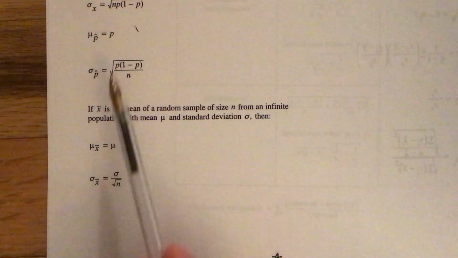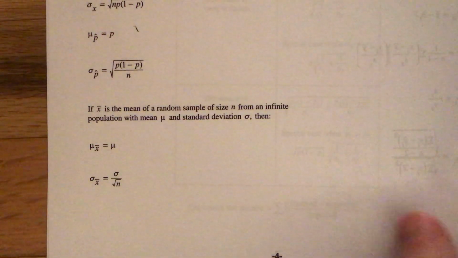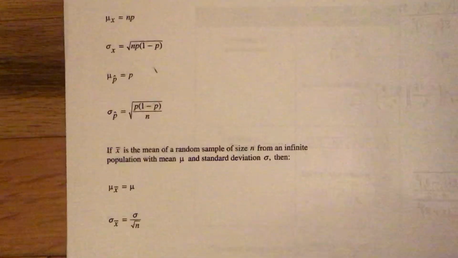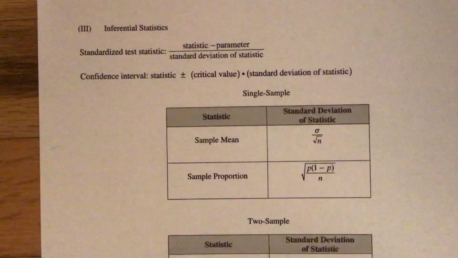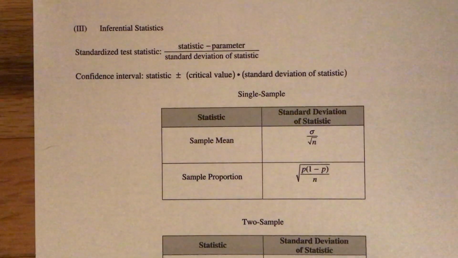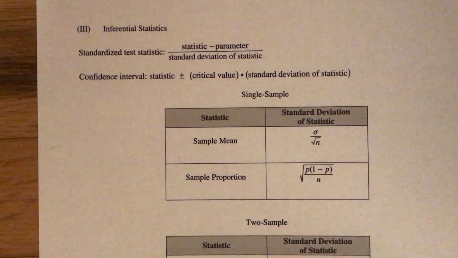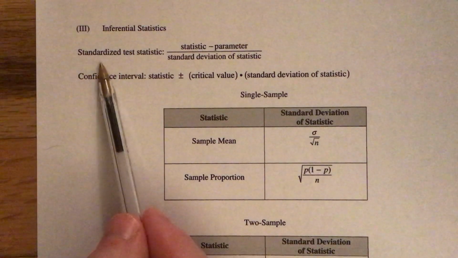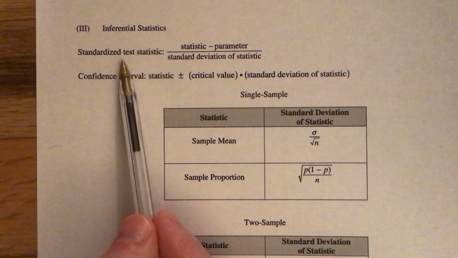These are just for inference. They're repeated on the very last page. So the last page probably has the most useful formulas if you were taking the exam without your own notes, because the last page is inference. So they call it inferential statistics to sound fancy. They give you what's called the test statistic. This is basically finding a z-score or t-score.